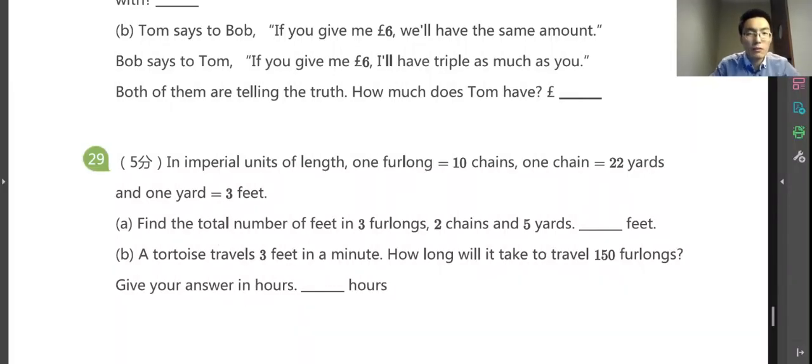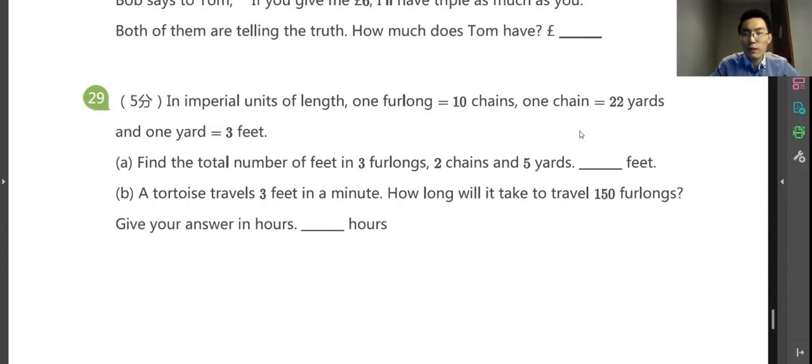So in imperial units of length, 1 furlong is 10 chains, and 1 chain is 22 yards, and 1 yard is 3 feet. So for this type of question, the easiest way to do it is just convert everything to the smallest unit. So 1 furlong is 10 chains, 1 chain is 22 yards, and 1 yard is 3 feet. So we just do a multiplication, a big one.